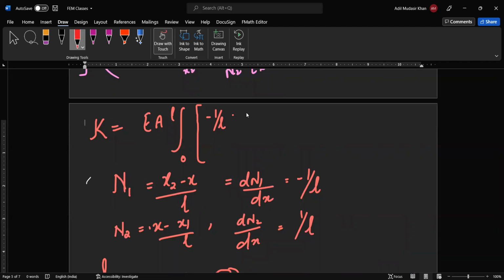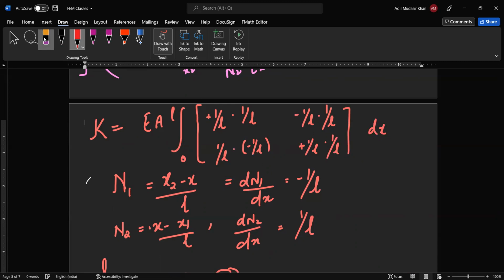That's again minus 1 by L. So minus minus will be plus 1 by L. Okay, the second element is dN1 into dN2. That's minus 1 by L into 1 by L. Here it is 1 by L into minus 1 by L, and here it is minus 1 by L dN2 by dx, that is plus 1 by L into plus 1 by L into d of x.